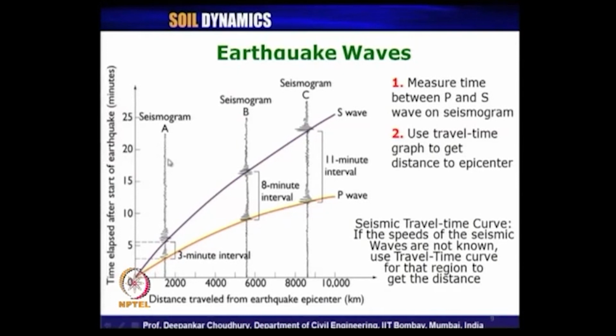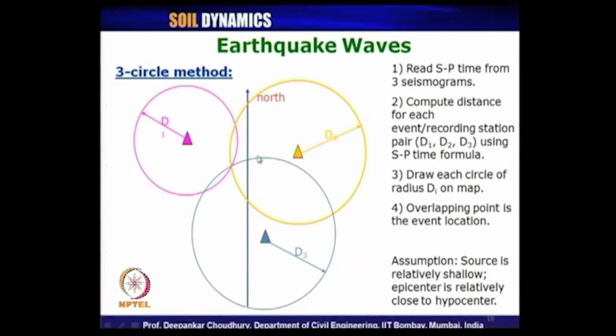epicenter for different seismogram stations, and using the travel time curve method, even if the velocities of P wave and S wave are not known in the earth crust, we can find out the tentative distances of the epicenter from those stations. Then using those concepts, we can plot it by using the 3 circle method for different seismological stations, and where those circles meet, that is the point of the earthquake epicenter.